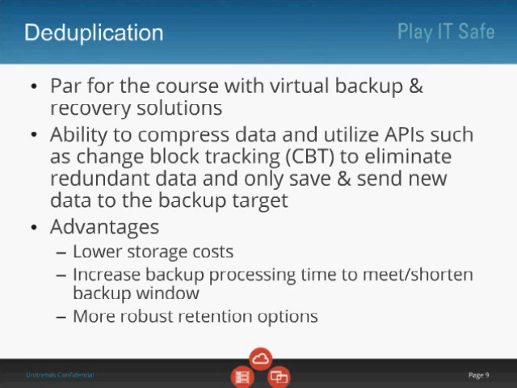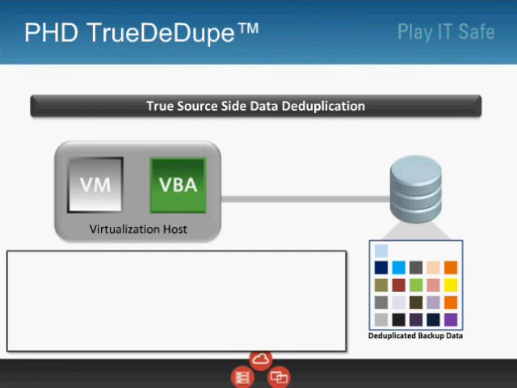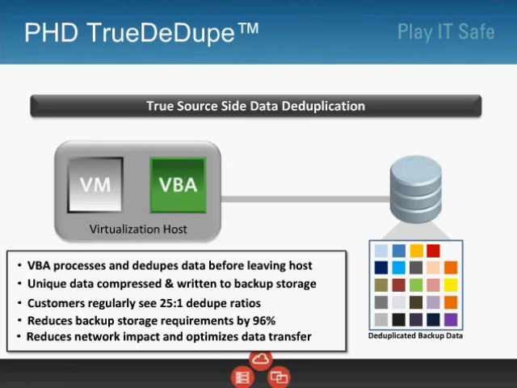Thank you. So with our PhD True Dedupe technology, we are actually deduping the data at the source side before we send it to the backup media. So we read the data, look to see if there's any duplicate blocks, and we don't have to write those duplicate blocks. We don't do a background type deduplication. So we're saving on the time, and if the data is being written across the network, we're saving on network bandwidth to send the data to the storage in a dedupe format already.